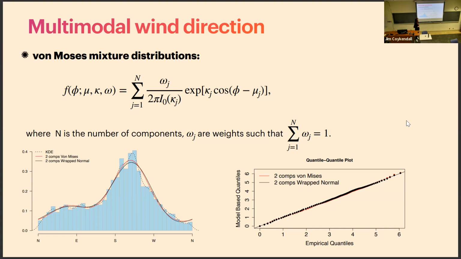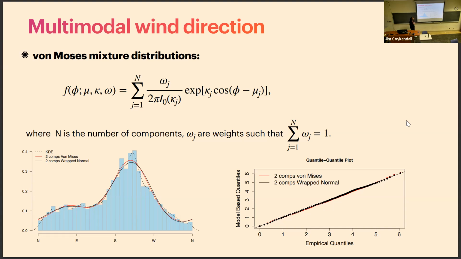For the models or distributions to model such data, one distribution can be the von Mises mixture distribution. Another one that is often used is the normal mixture distribution. Now, we call a distribution a mixture distribution when we put two or more distributions together. So a von Mises mixture distribution means that we put two or more von Mises distributions together.